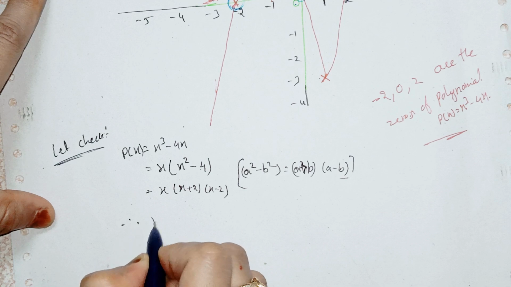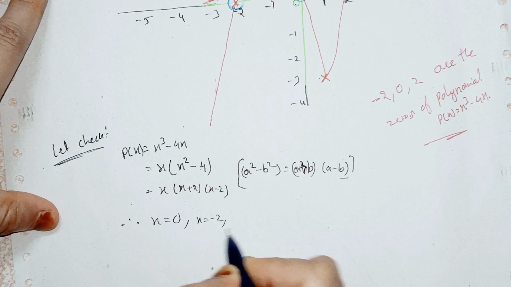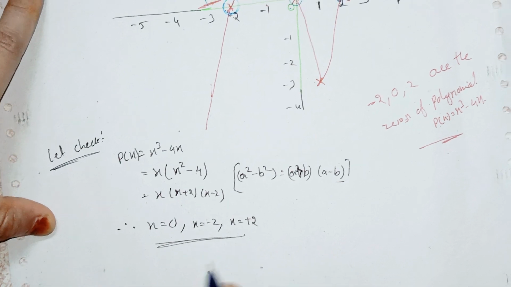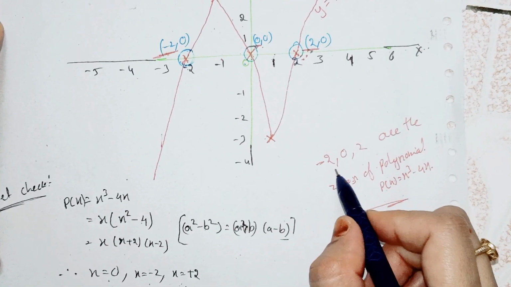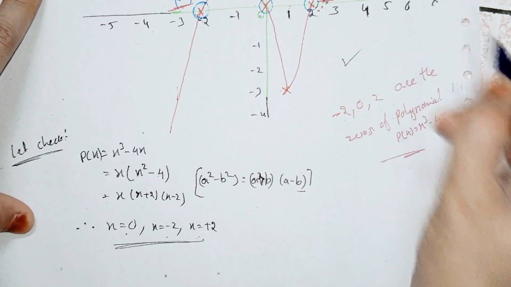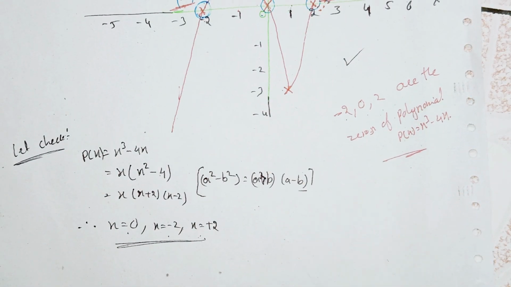So from this we are getting x equal to 0, 1 point, x equal to minus 2, another point, x equal to plus 2. Okay, so if you check this 0, minus 2, 2, here also I am getting 0, minus 2 and 2. So this one is right. So your answer is right. In this way you may cross check also your answer.